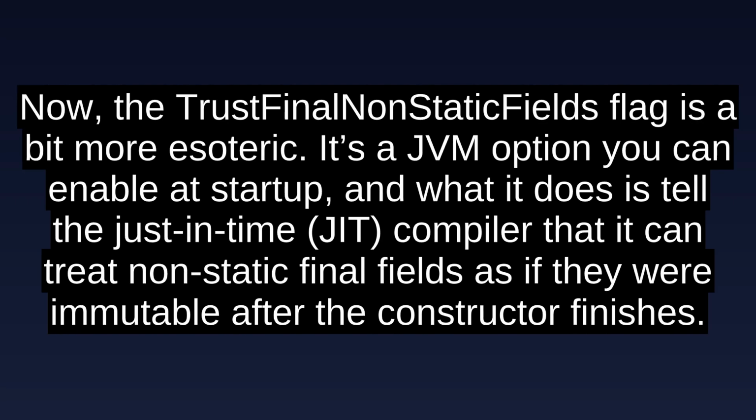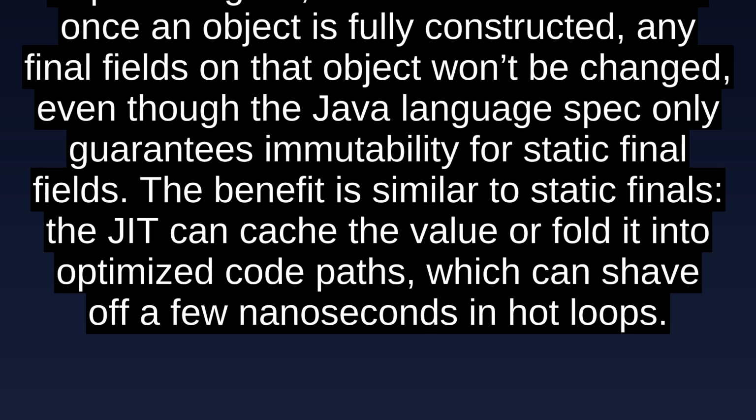Now, the TrustFinalNonStaticFields flag is a bit more esoteric. It's a JVM option you can enable at startup, and what it does is tell the just-in-time (JIT) compiler that it can treat non-static final fields as if they were immutable after the constructor finishes. In plain English, the JIT will assume that once an object is fully constructed, any final fields on that object won't be changed, even though the Java language spec only guarantees immutability for static final fields.